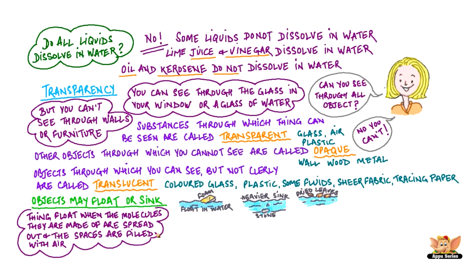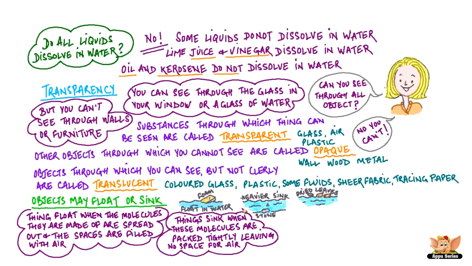Things float when they have less density. That means that they float when the molecules they are made up of are spread out and the spaces are filled with air. Things sink when these molecules or blocks are packed tightly together, leaving no space for air. This is the reason why a boat made from wood floats in water while its oar, also made from wood, sinks.